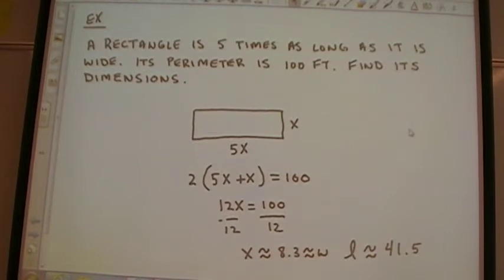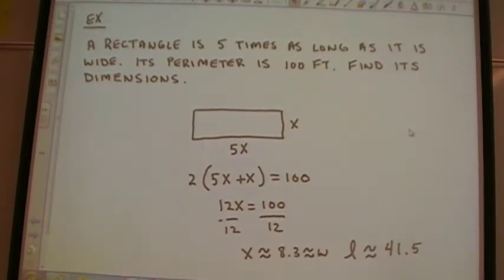Alright, write this down. The original problem is just the word problem. Down below is your work. A rectangle is 5 times as long as it is wide. Its perimeter is 100 feet. Find its dimensions.